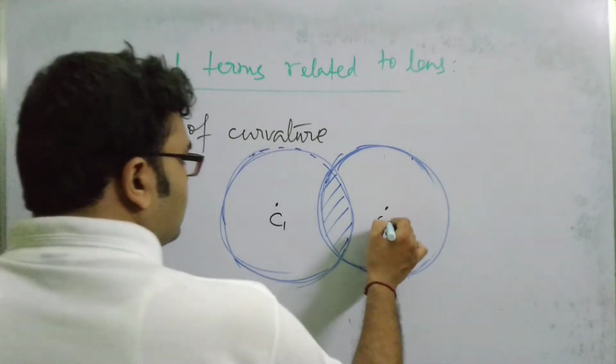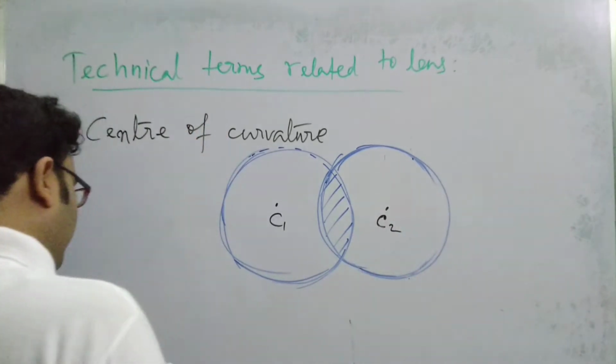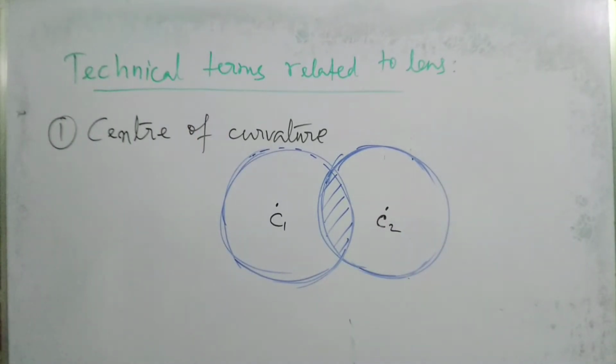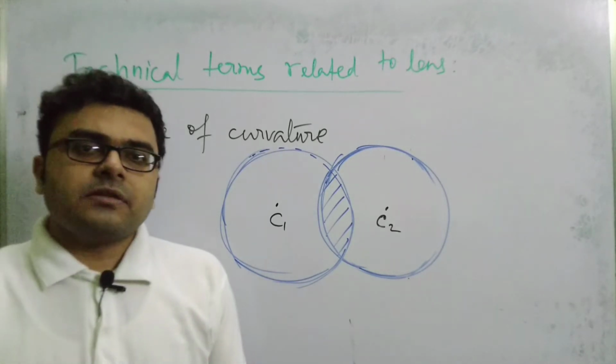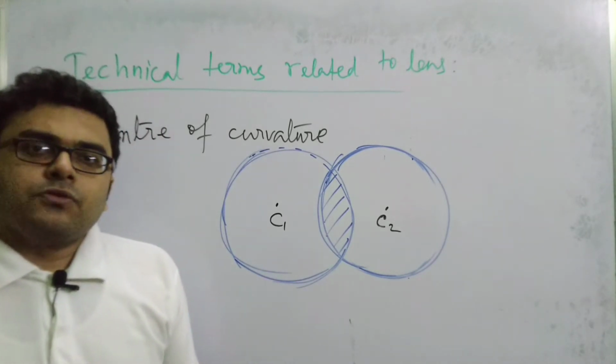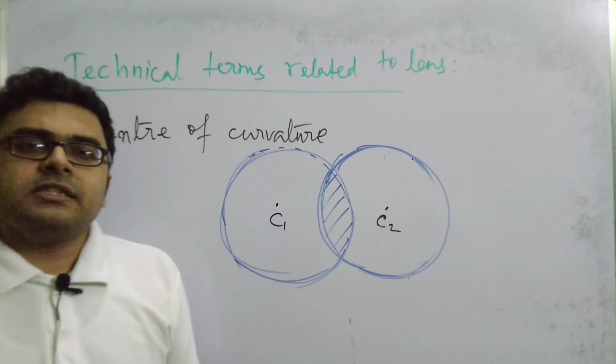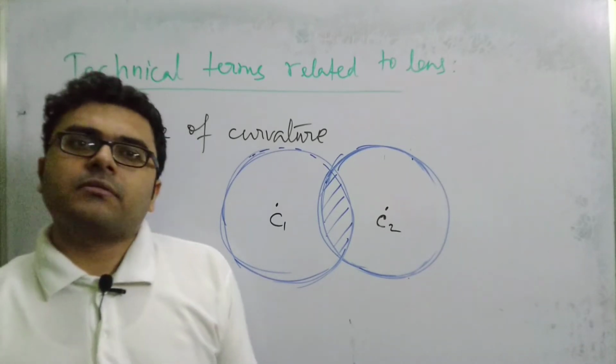So the center of the spheres of which the lens is a part can be regarded as the center of curvature. So how can you define center of curvature? Center of curvature is the center of the two spheres of which the lens is a part. So that is the definition of center of curvature.